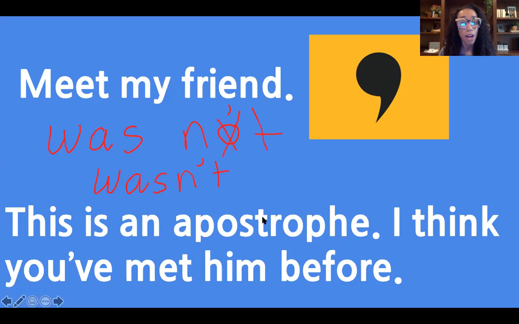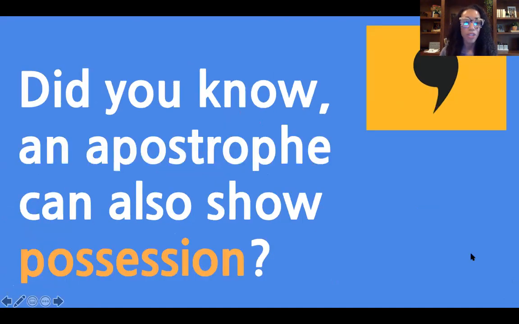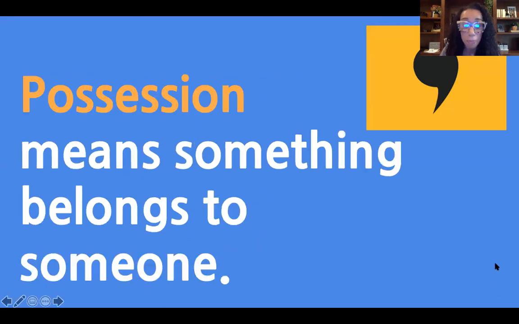Your friend apostrophe loves to be in contractions, but he also likes to be in something else. And let's talk about it. Did you know an apostrophe can also show possession? And you're probably thinking, Mrs. Maury, what does possession mean? That's a big word, a three-syllable word. Well, possession means something belongs to someone, right?